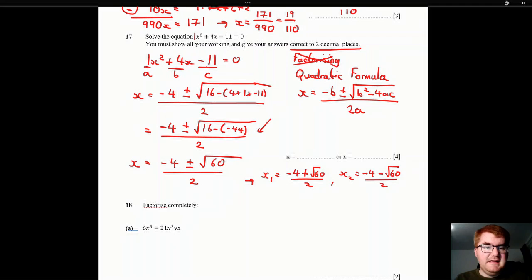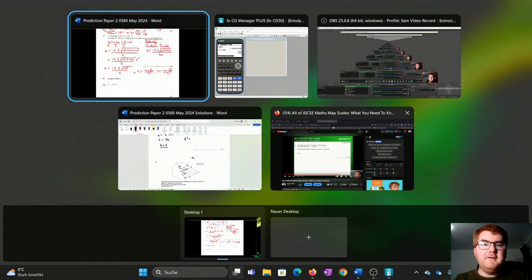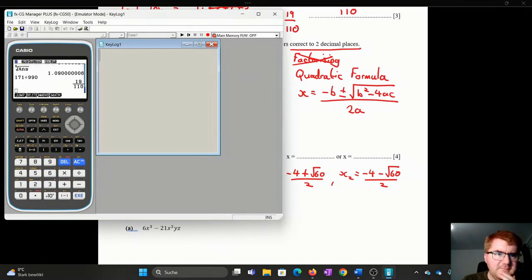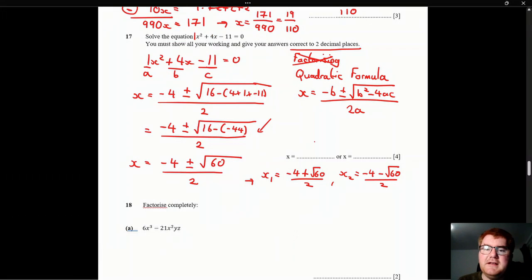And this is where the calculator comes in very handy. So at this point, we just type these things in. So we've got a fraction button, minus 4, we'll start with the plus root 60. So know where your square root button is, just here. And then we've got divided by 2. So we get it as an exact value here, but then we can go SD, and that gives you 1.87 to 2 decimal places. So we have 1.87.